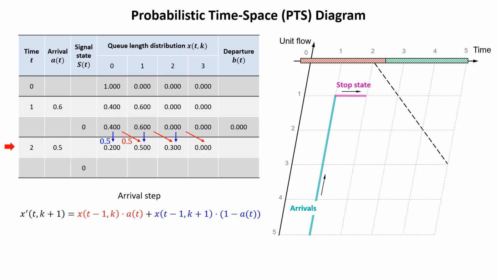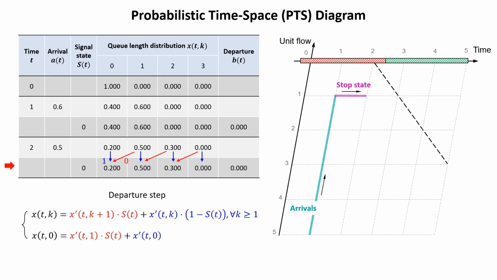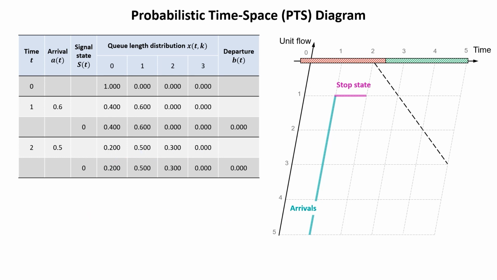At time step 2, the probability of an arrival is 0.5. Once again, we calculate the new queue length distribution after the arrival step. After the departure step for time 2, given that the signal state is still 0, we have the resulting queue length distributions. The queuing process can be projected to the PTS diagram again. The arrival probability of 0.5 is shown in light blue.